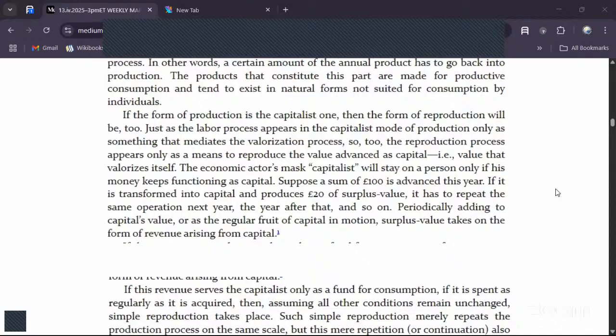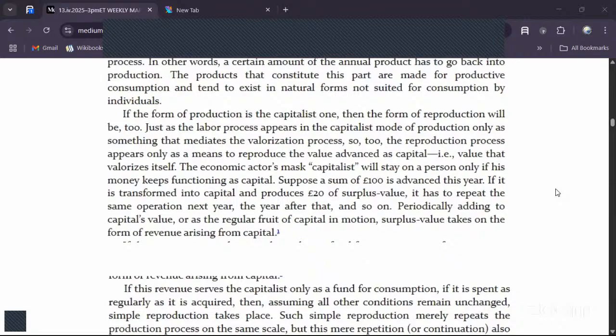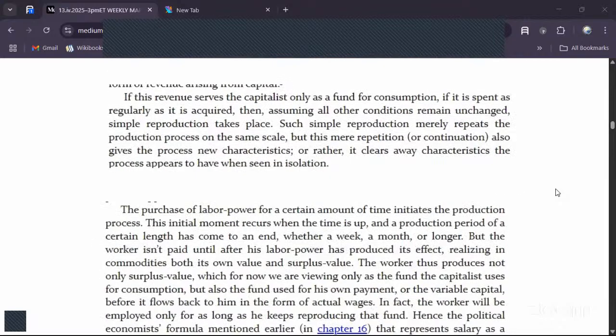Suppose a sum of 100 pounds is advanced this year. If it is transformed into capital and produces 20 pounds of surplus value, it has to repeat the same operation next year, the year after that, and so on. Periodically adding to capital's value, or as the regular fruit of capital in motion, surplus value takes on the form of revenue arising from capital. If this revenue serves the capitalist only as a fund for consumption, if it is spent as regularly as it is acquired, then, assuming all other conditions remain unchanged, simple reproduction takes place.